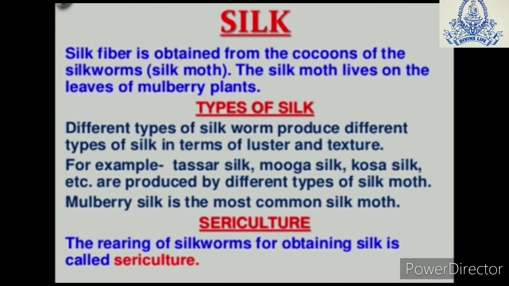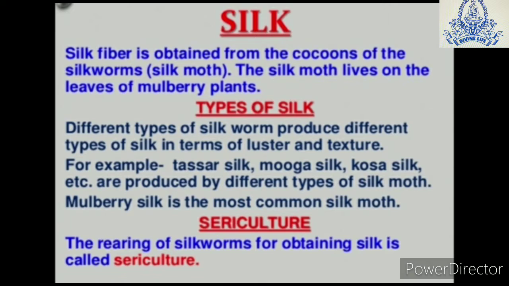You all might be aware of silk fabric. Silk fabric is used to make beautiful silk saris. Now understand this. There are different types of silkworm. Their varieties are different. Different varieties of silkworm produce different types of silk. The types of silk may differ in terms of their luster, that means shine, or texture.